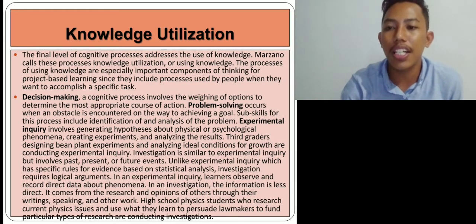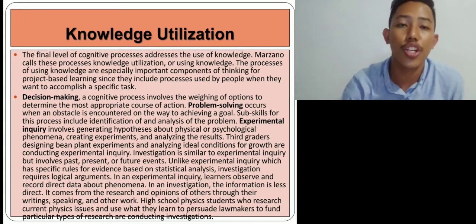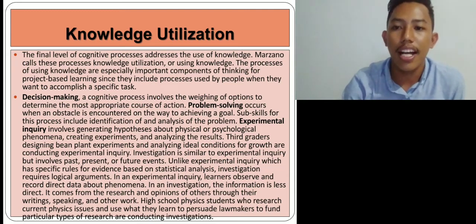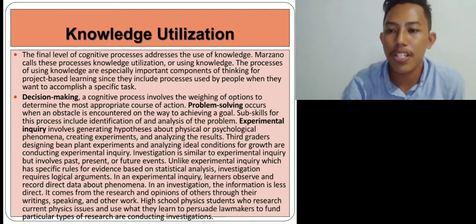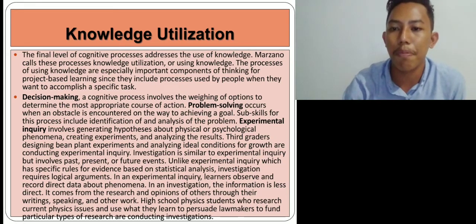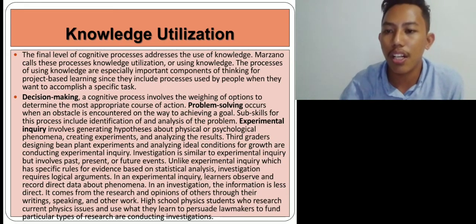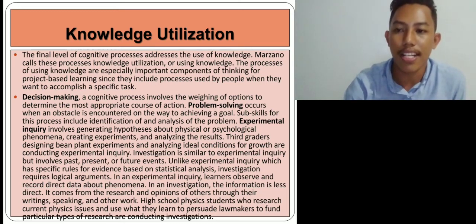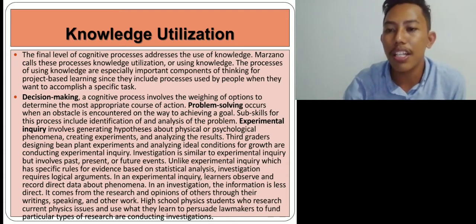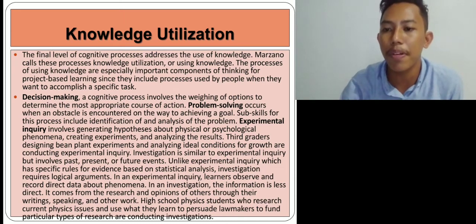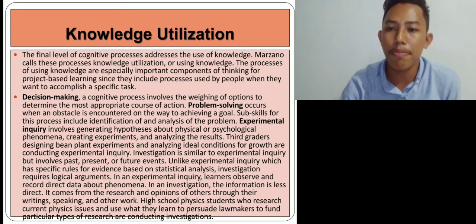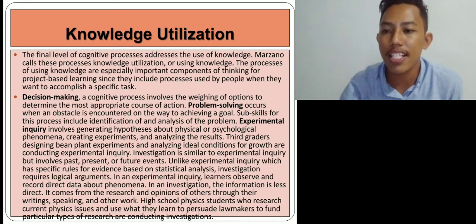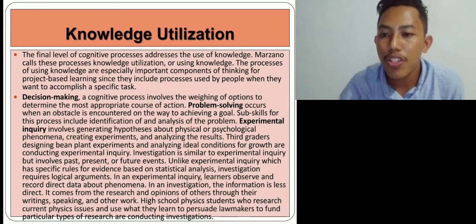The final level of cognitive processes addresses the use of knowledge. Marzano calls these processes knowledge utilization, or using knowledge. The processes of using knowledge are especially important components of thinking for project-based learning since they include processes used by people when they want to accomplish a specific task. So decision making, a cognitive process, involves the weighing of options to determine the most appropriate course of action. Next, problem solving occurs when an obstacle is encountered on the way to achieving a goal.